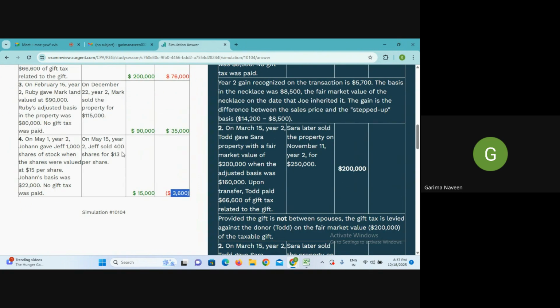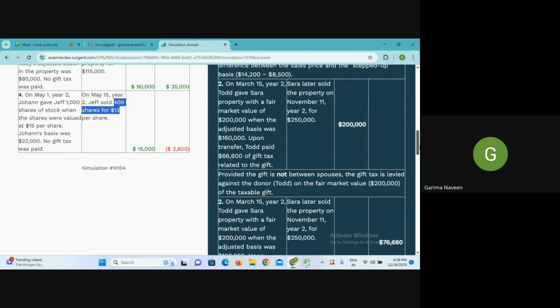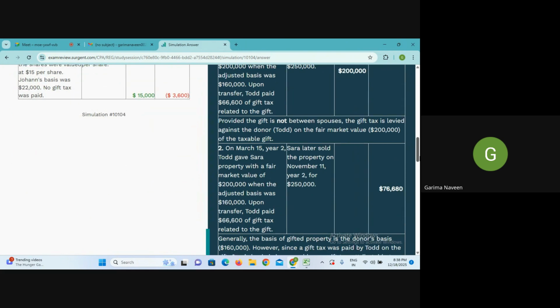So 400 shares. Calculate the fair market value: 400 multiplied by 15. Then 22,000 divided by 1,000 is 22 per share. So 22 multiplied by 400 will give you the adjusted basis for 400 shares. Then 400 into 13 will give you the selling price. Are you getting how to solve this question?